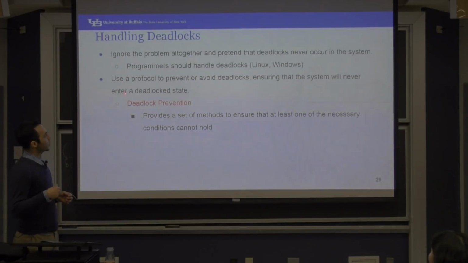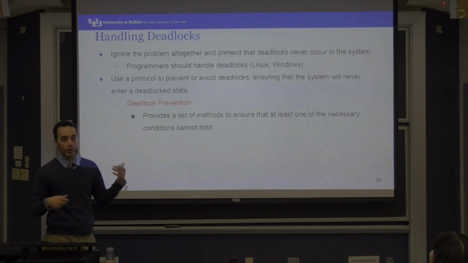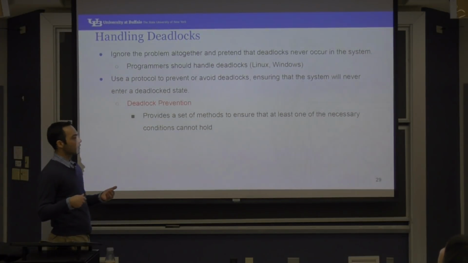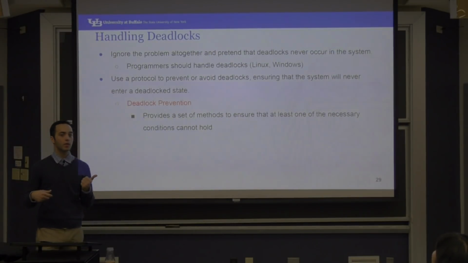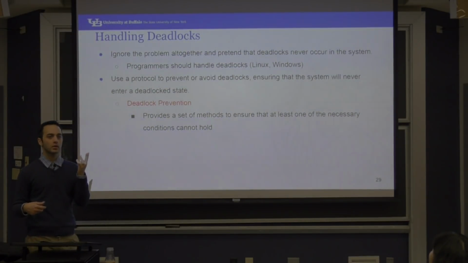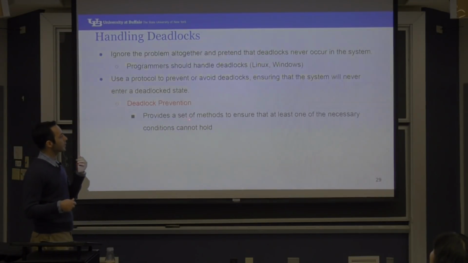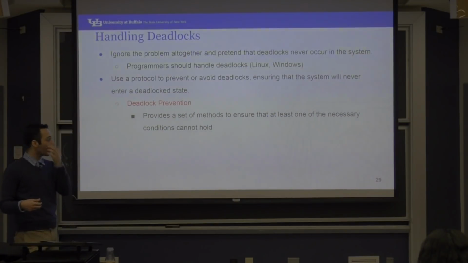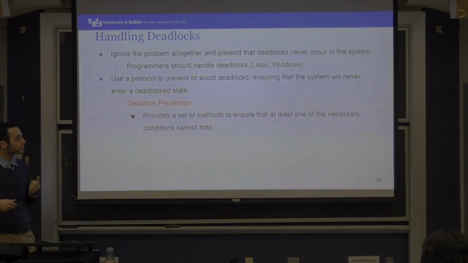Now, the other way is to use a protocol to prevent or avoid deadlocks before they happen, ensuring that the system will never enter a deadlock state. One is deadlock prevention, meaning, you remember, for a deadlock to happen we had 4 requirements. So if you provide a set of methods to ensure that at least one of those necessary conditions does not hold, then the deadlock can't happen. So that is the prevention.